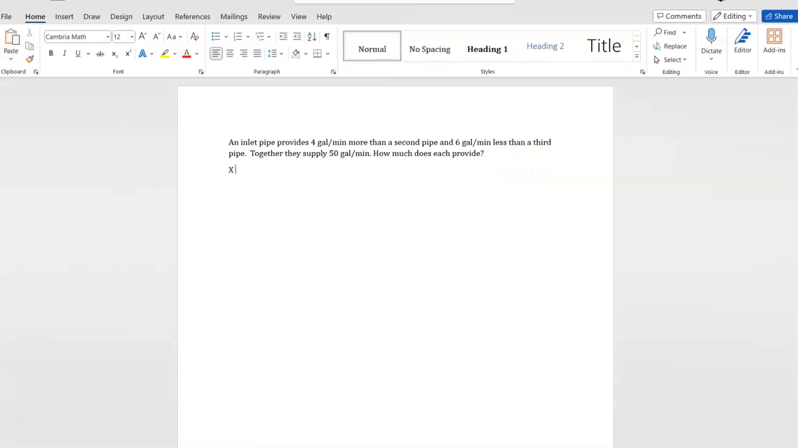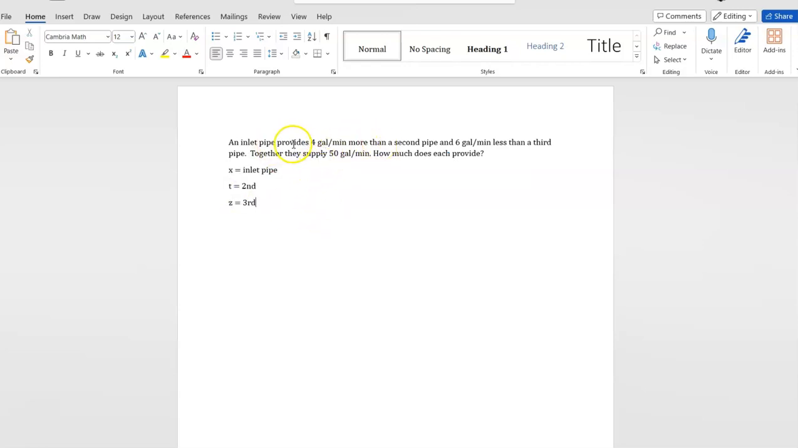So I'm going to label my variables here. If I look through my problem, I'm going to be sorting. So X is my first inlet pipe, and then Y is my second and Z is my third. Now I'm not going to actually end up with 3 variables I have to solve for, but this is going to help me sort my equations and get it down to one I can solve.